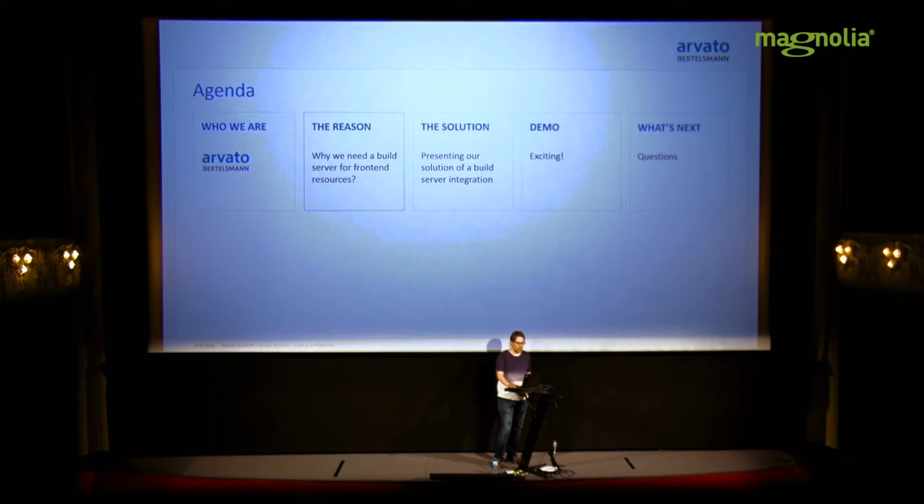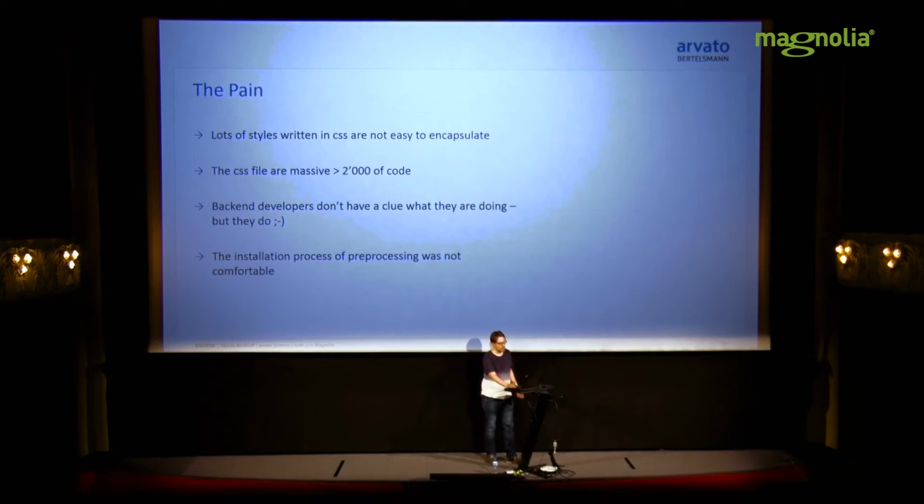The reason why we needed a build server for front-end resources was that there was a big pain. We have lots of massive CSS files, up to 2,000 lines of code, which are not very structured. It was bad to code, and some people would say complex code. And the backend developers always do something in the CSS file, but they have no clue what they are doing, but they do.